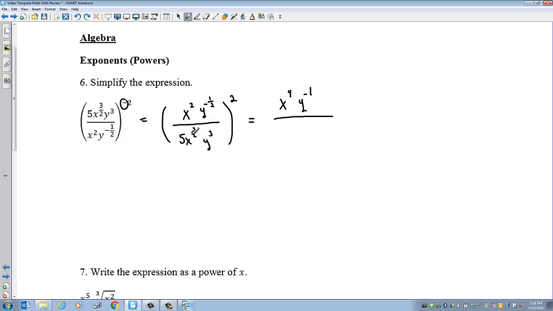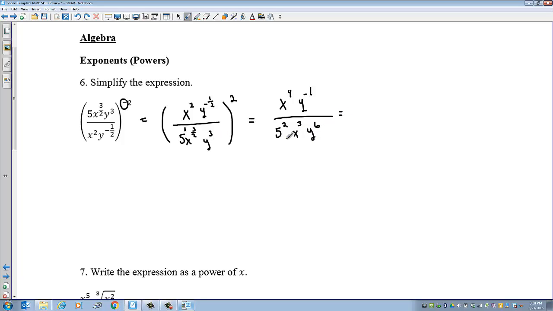Then I'll divide it by, now remember 5 has an exponent. We usually don't write it, but it's a 1. So when you do 1 times 2, you get 2, so you get 5 squared. And then x has an exponent of 3/2, so you multiply 2 times 3/2, the 2's cancel, and you just get x cubed. And then when you square y cubed, you get y to the 6.